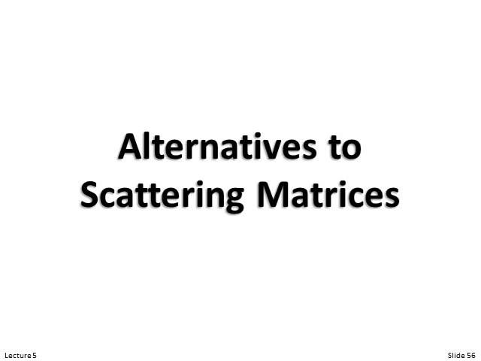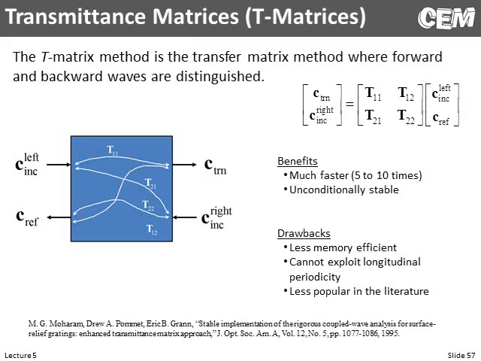And lastly, I just want to throw out some alternatives to scattering matrices. I really haven't coded many of these, so all I can do is point to them that they exist and tell you what the claims are in the literature. So of course there's transfer matrices, or a different flavor of this is the transmittance matrices, and there's even a technique called the enhanced transmittance matrix method, which is very fast, about 10 times faster than scattering matrices, and it is stable, but it's not memory efficient.